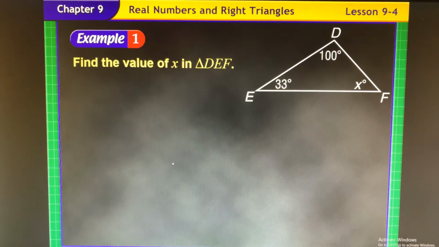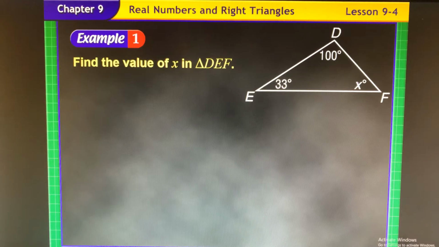We also can classify a triangle by its angles. We can call it an obtuse triangle, a right triangle, or an acute triangle. So as we go through this, I'll identify the types of triangles they are. This simply says find the value of x.